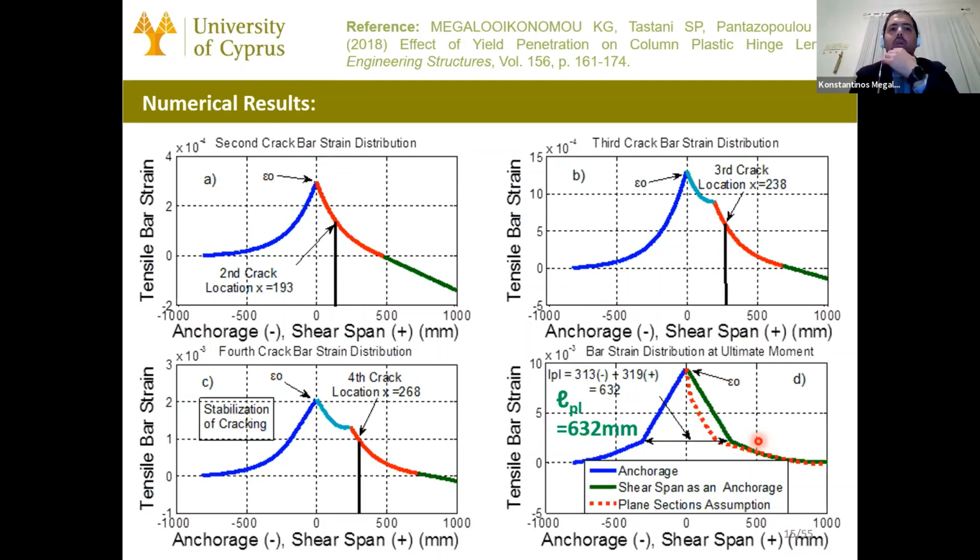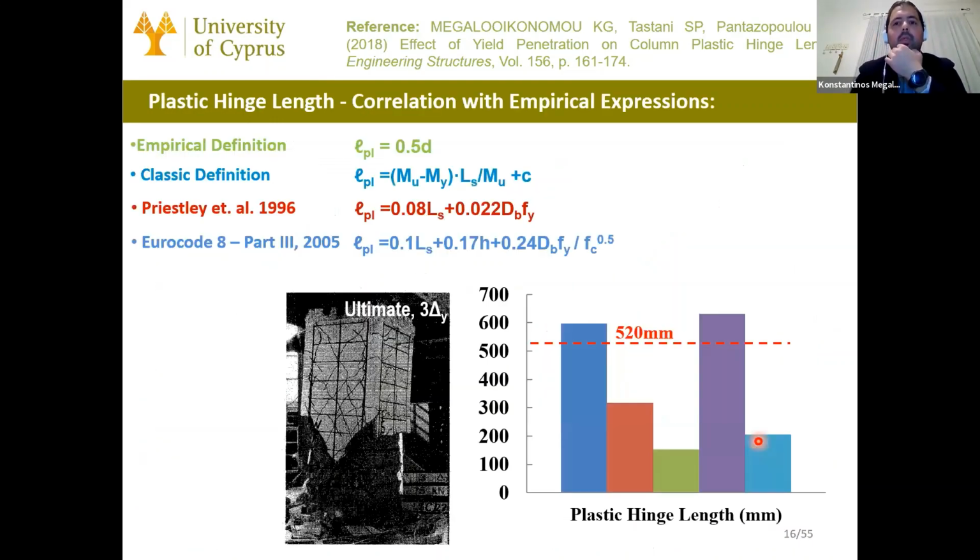Now we compare this value of plastic hinge length with some empirical definitions and fixed values of plastic hinge length that exist in Eurocode 8 part 3, the famous equation by Professor Priestley. The classic definition where the plastic hinge length is the length where the moment exceeds the yielding moment, and the empirical definition that is half the depth of the section. Comparing these values, actually the problem with these values is that they are fixed.